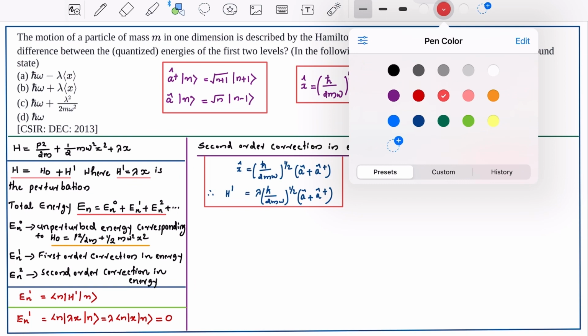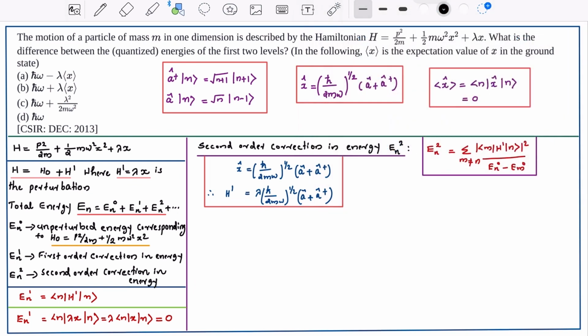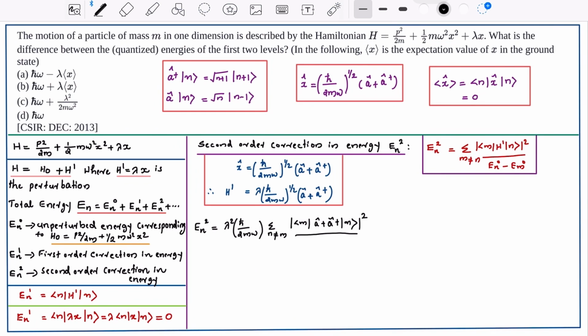Substitute the value of h dash in En2. You will get En2 is equal to, now you can take lambda square, then h cross by 2m omega outside, then sum over n not equal to m, modulus m, then a plus a dagger n whole square divided by En0 minus Em0.